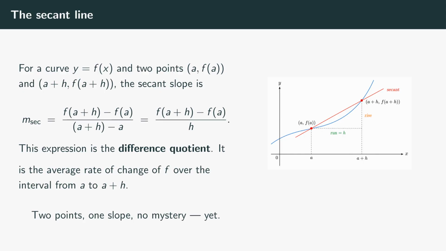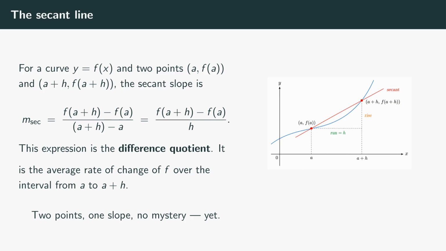Start with what we can do. Pick a point a on the x-axis and let the corresponding point on the curve be (a, f(a)). Pick a second point a little further along at x equals a plus h. The corresponding point on the curve is (a plus h, f(a plus h)). Draw the straight line through those two points, that's the secant line.